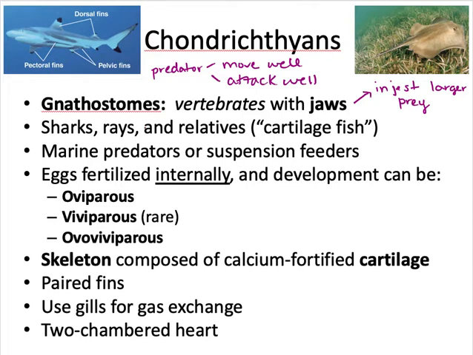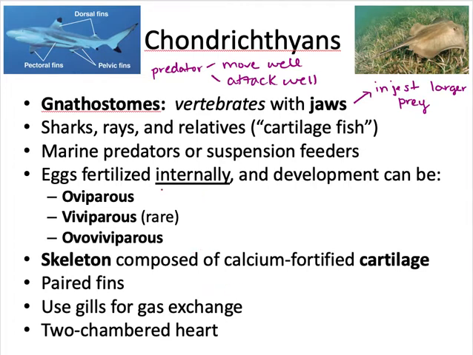Then Chondrichthyans includes sharks, rays, and other types of relatives, which we'll casually call the cartilage fish, but of course they are not true fish. They are found in marine environments and are known as predators, but they can also be suspension feeders. So not all sharks are predatory.